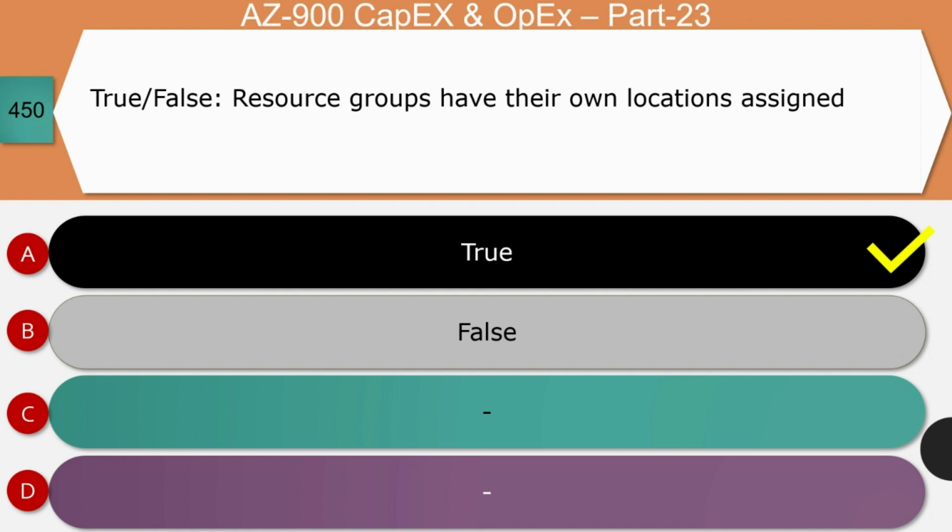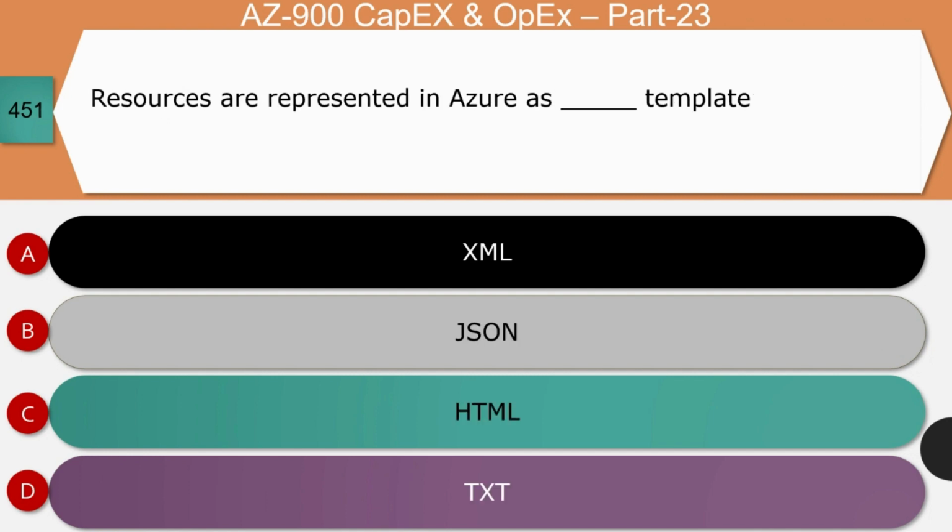Please note one important thing. A resource group can be a region and the resources within that particular resource group can be of a different region. Next question. Resources are represented in Azure as dash template.